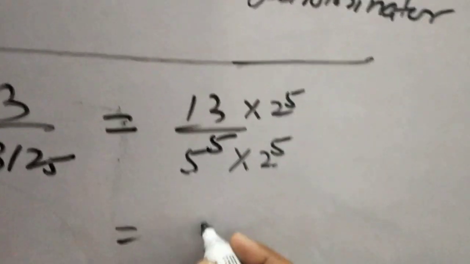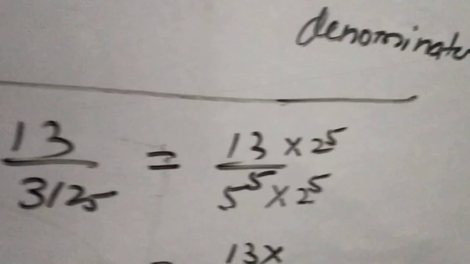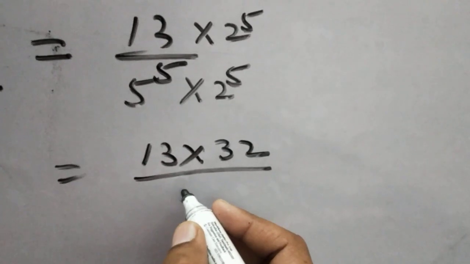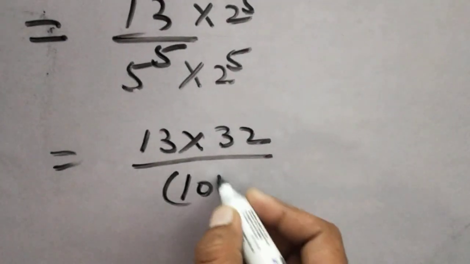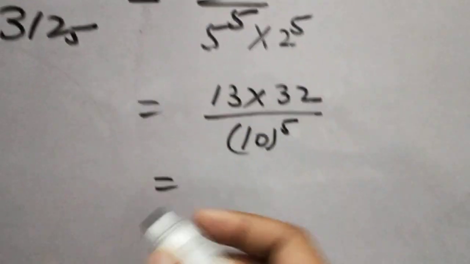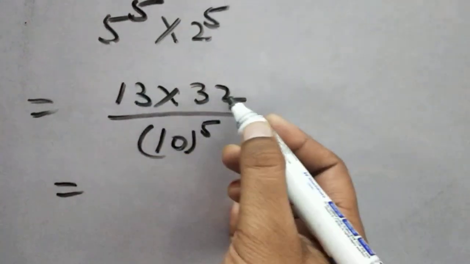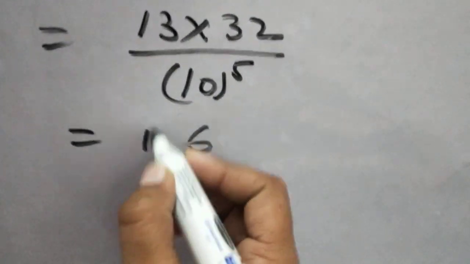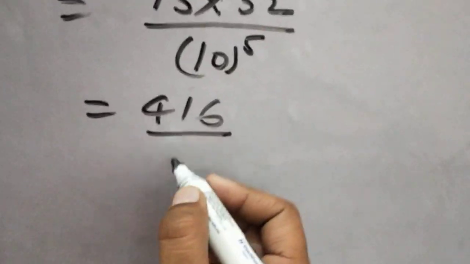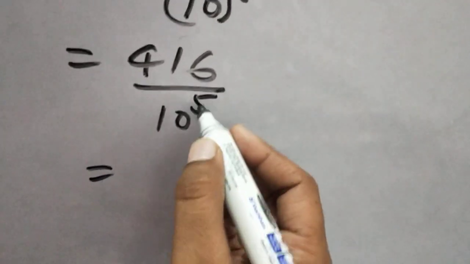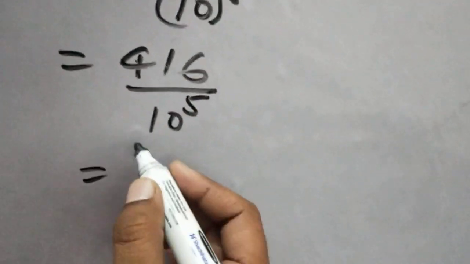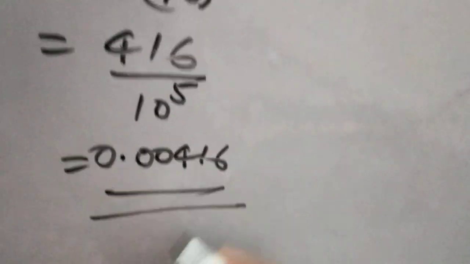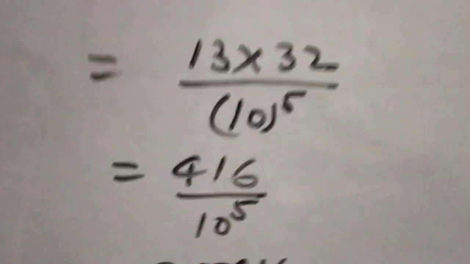So you can write 13 into 2 to power 5, 2 to power 5 means 32, upon 5 into 2, which means 10 to power 5. Now multiply these two. 13 and 32. 13 times 2 is 26, 13 times 3 is 39, plus 2 is 41, so 416 upon 10 to power 5. Write down the decimal: before the 5 digits, you find 3 digits, so 2 zeros come before, 0.00416. It is in the form of decimal expansion.